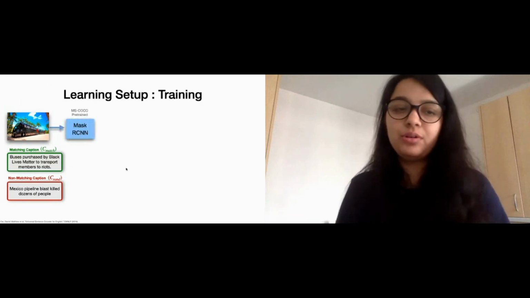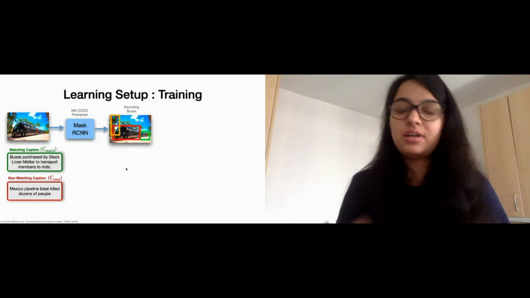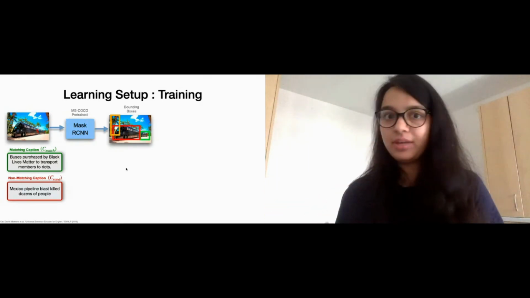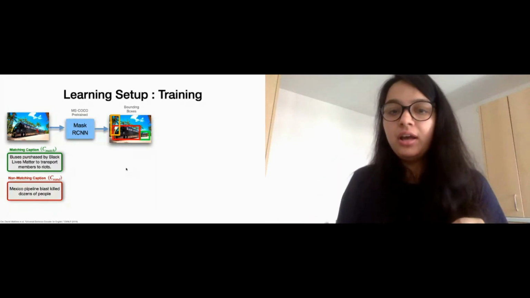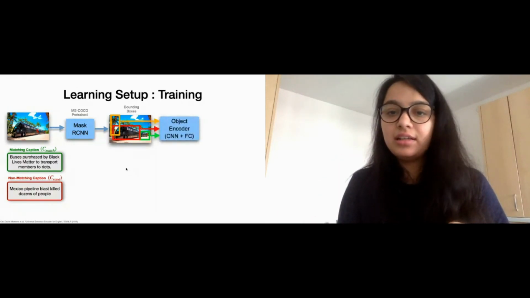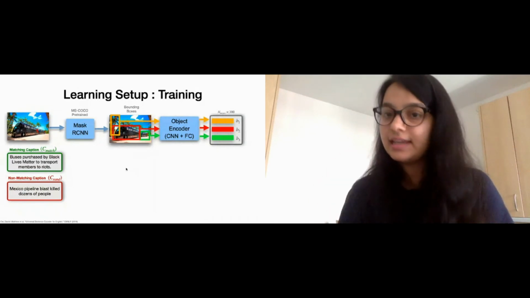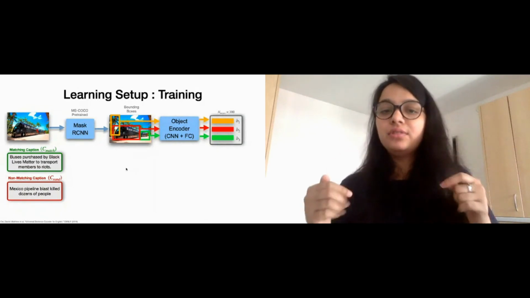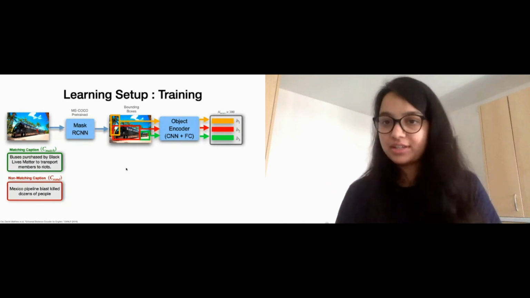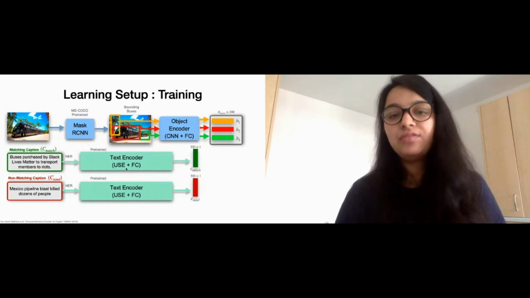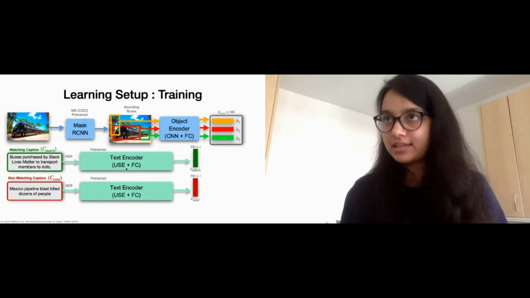Then we use a pre-trained object detector network to detect what objects are in the image. We then use a feature extractor, which is a CNN, to extract features for each of the objects in the image. At the same time, in parallel, we use a text encoder to encode the text articles.